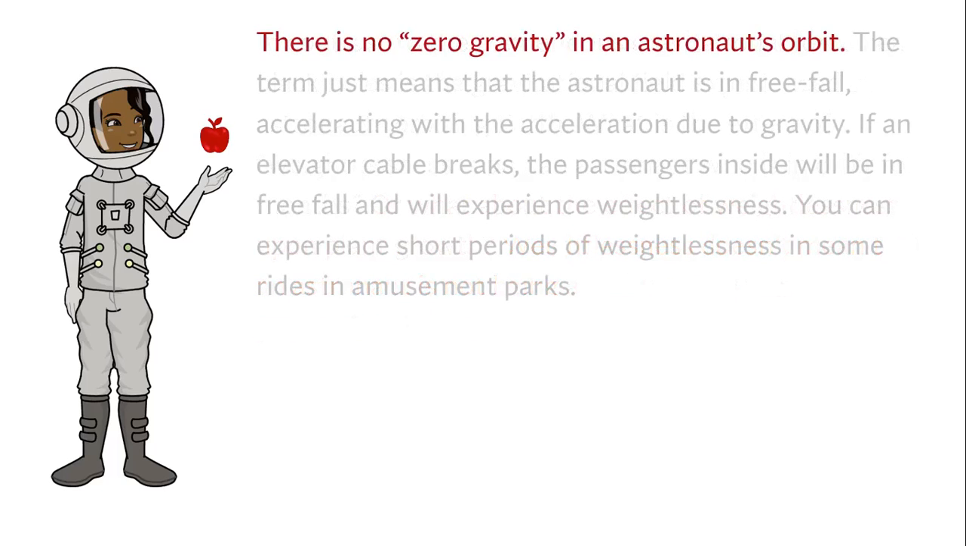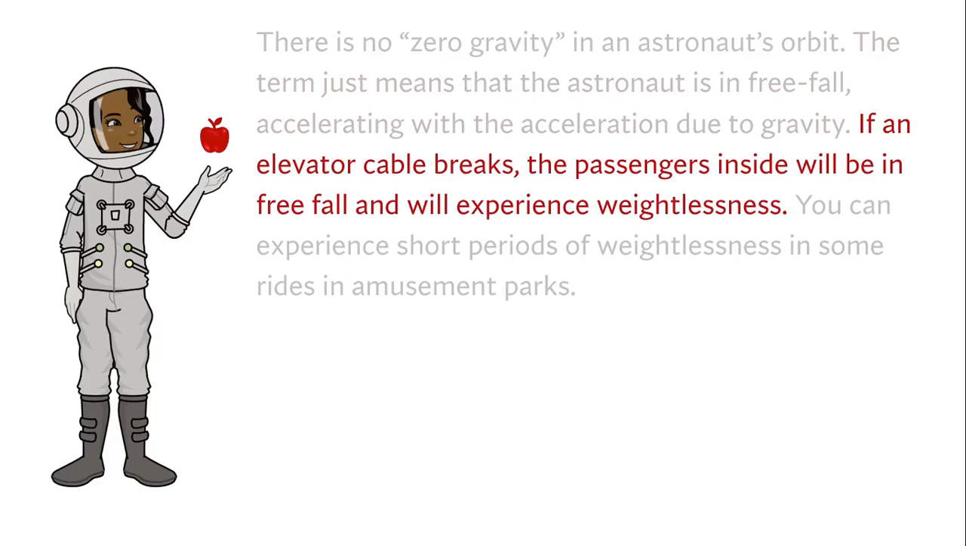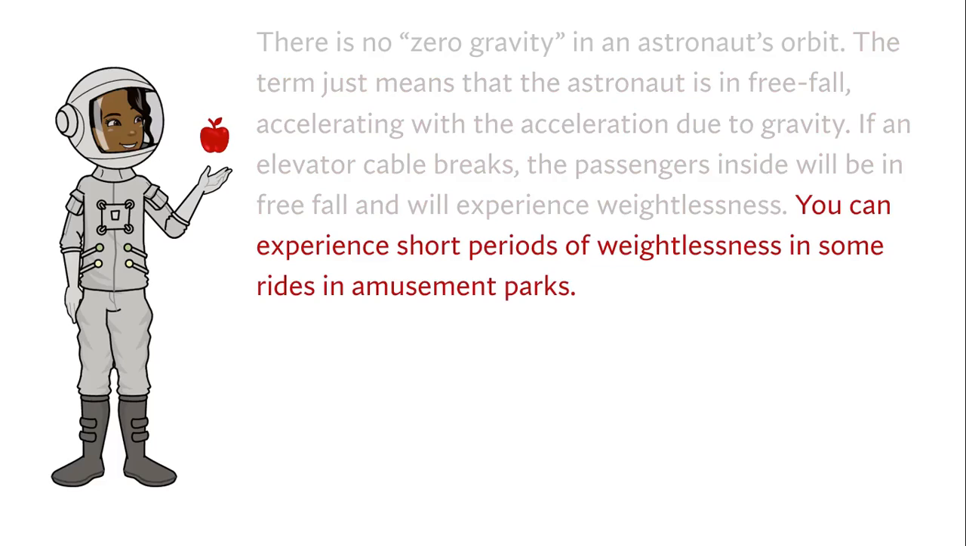There is no zero gravity in an astronaut's orbit. The term just means that the astronaut is in free fall, accelerating with the acceleration due to gravity. If an elevator cable breaks, the passengers inside will be in free fall and will experience weightlessness. You can experience short periods of weightlessness in some rides in amusement parks.